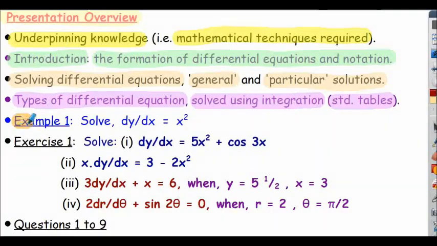Then we have example 1. We're asked to solve dy by dx is equal to x squared. The example is fully worked through. Then we have exercise 1. This consists of 4 parts.